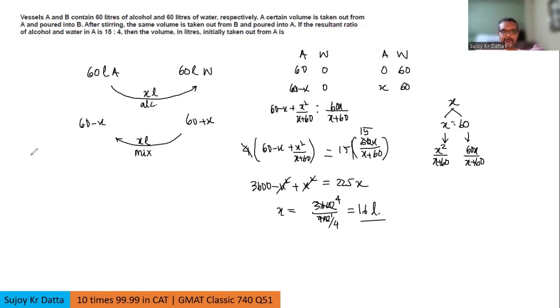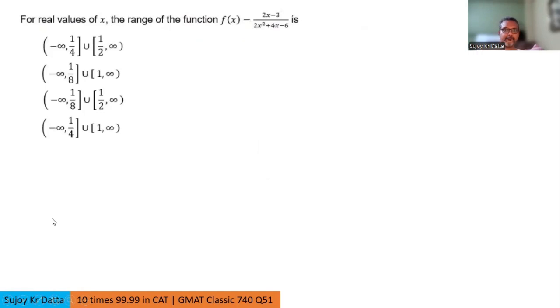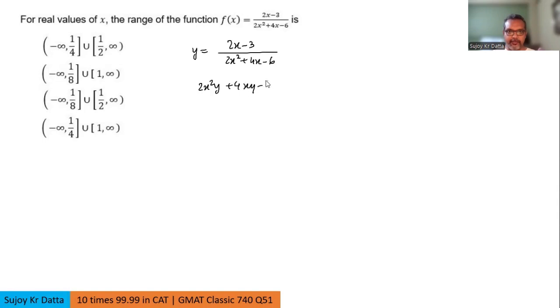Let's move on. So to find the range of this function, what we do here is, let's assume this f(x) to be y, and cross multiply and give it a quadratic form. So 2x squared y plus 4xy minus 6y is 2x minus 3. So this is x squared times 2y. The x terms now 4y, the 2x comes this side minus 2, and the constant terms 3 minus 6y.